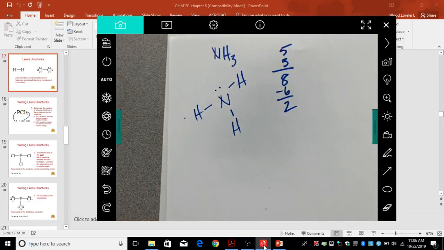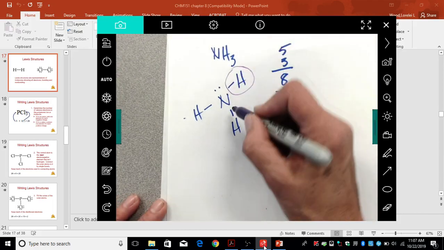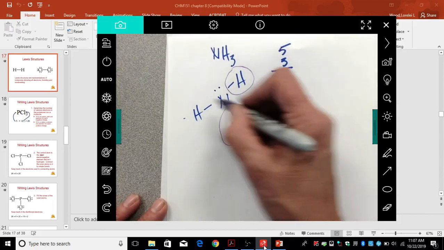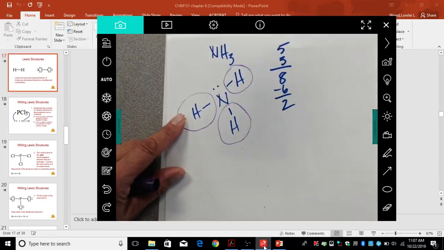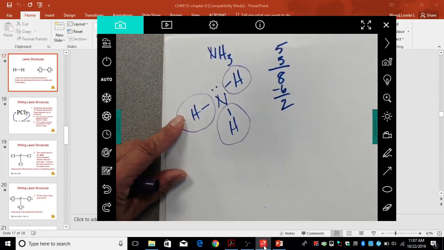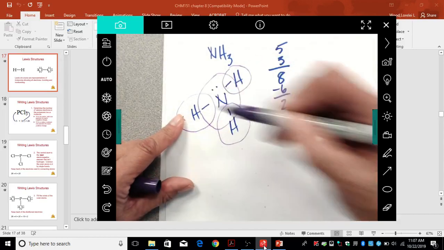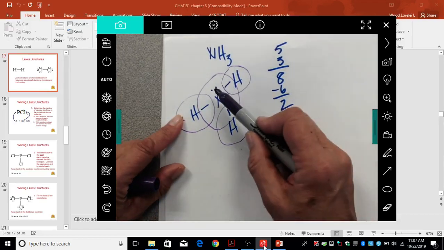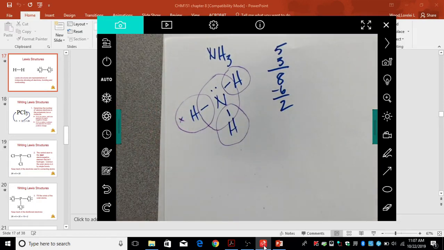Because each of those hydrogens is full with an octet. That hydrogen thinks both of those electrons belong to it. Each of those hydrogens considers itself full because it's got 2 valence electrons, and hydrogen and helium are always good with 2. Nitrogen considers all of those to be belonging to it. So nitrogen has 2, 4, 6, 8. So now they all have their octet.